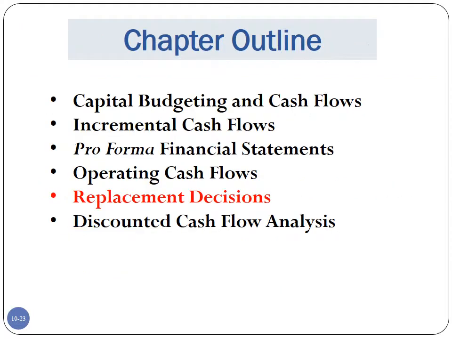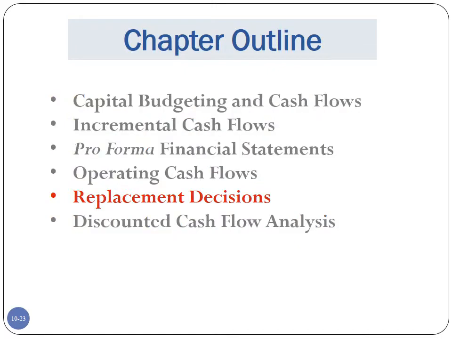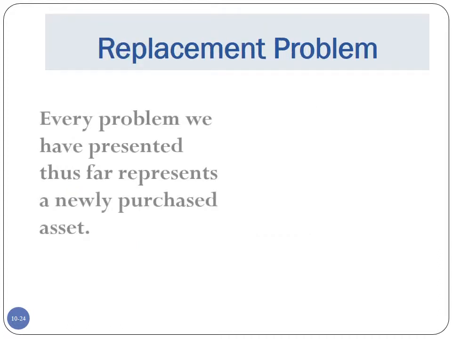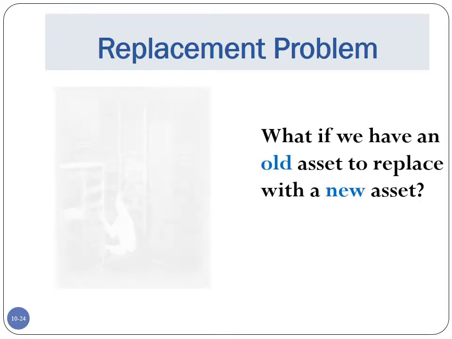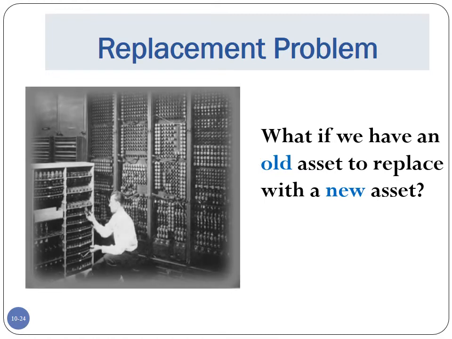The replacement decision is very important, especially in the environmental field, because many forms of equipment for environmental control will end up exceeding their useful life, and you as an environmental manager may have to determine whether or not the equipment is replaced. So the replacement problem is different. Every problem we've looked at so far represents a newly purchased asset, but the replacement problem is a little different. What if we have an old asset to replace with a new asset? We have to buy something new because the old one simply is worn out, or there's a new and better tech out there.